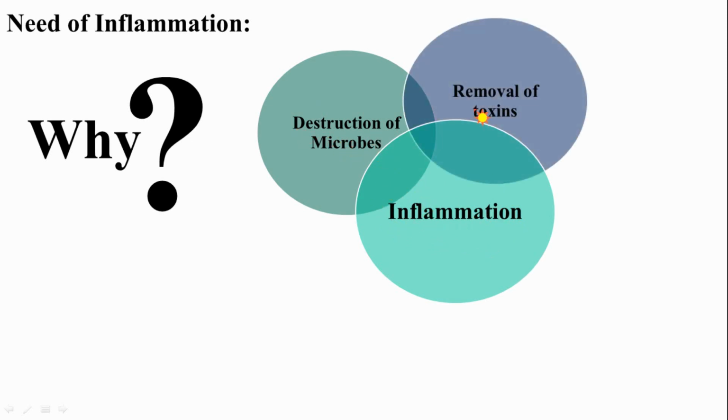Then the second point is removal of the toxins. So if these microbes or invading pathogens are secreting certain toxins which can be harmful for the host, then this inflammatory response or inflammation will also help in the removal of these harmful toxins secreted by the invading pathogens.